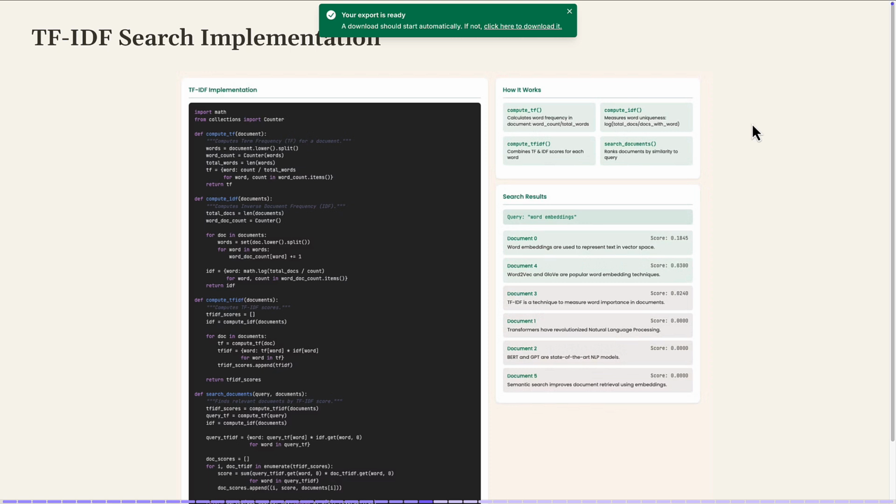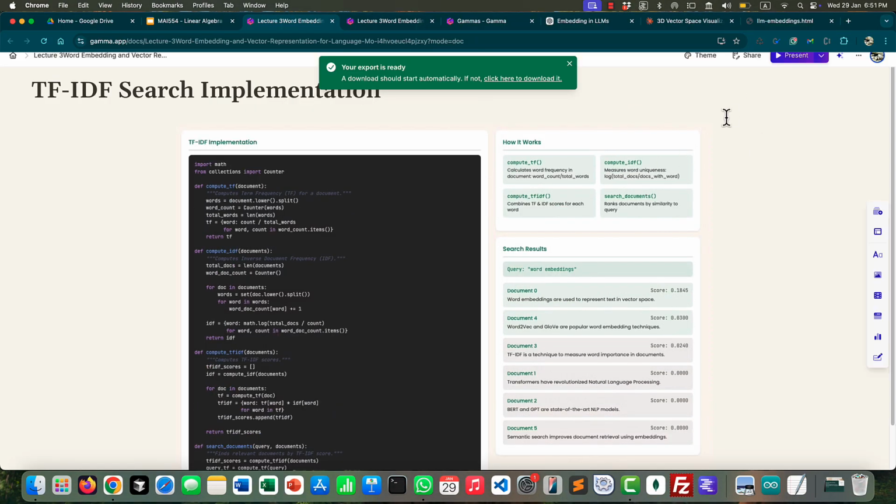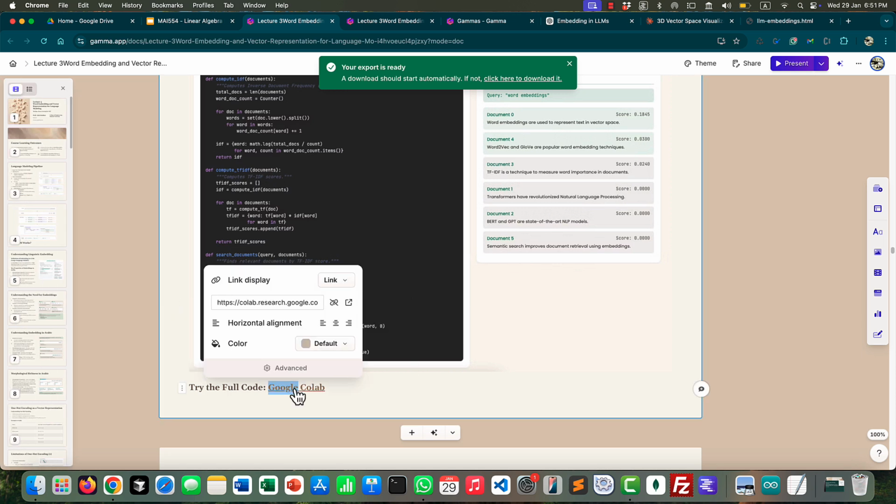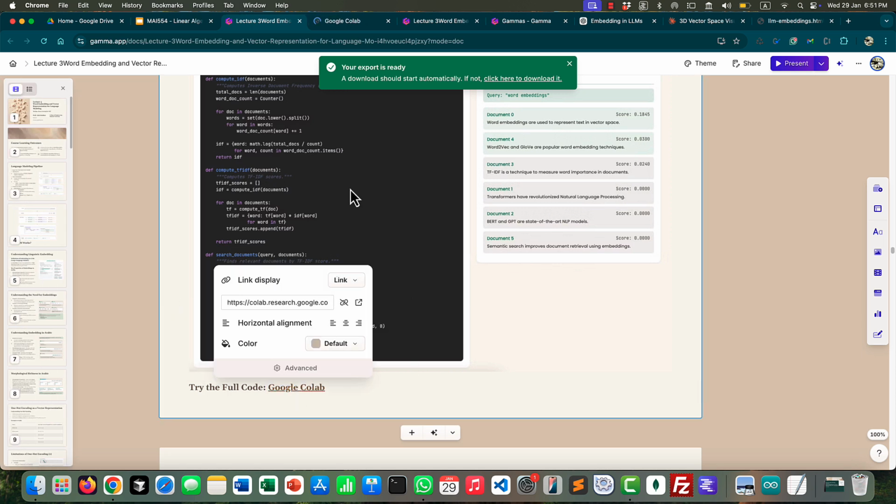These are just additional implementations on TF-IDF, and so for example here this is an implementation. I didn't show here the corpus, but let me show you just the code. This Google Colab. Show you an example.